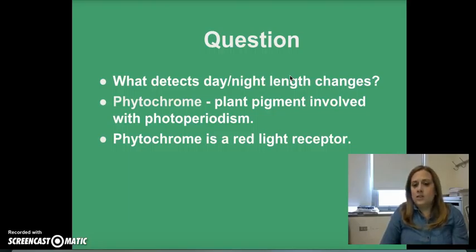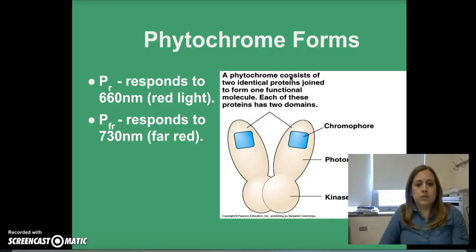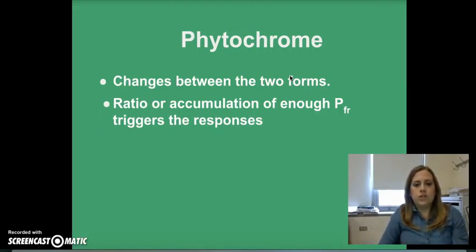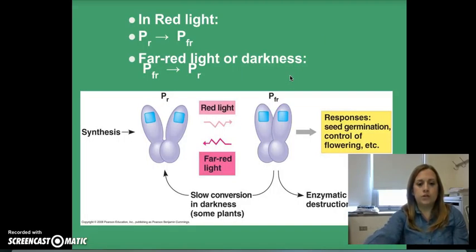So what detects day and night length changes? It's actually phytochrome. It's a plant pigment that's involved in photoperiodism, and it is a red light receptor. You've got two forms of phytochrome: the Pr, or phytochrome red, which responds to red light, and the phytochrome far red, which responds to far red light. It can change between the two forms, and it's the ratio, or the accumulation of enough phytochrome far red, that triggers the responses.